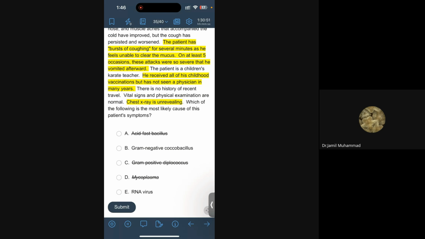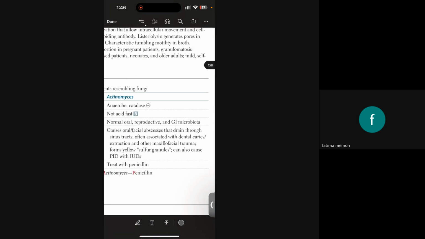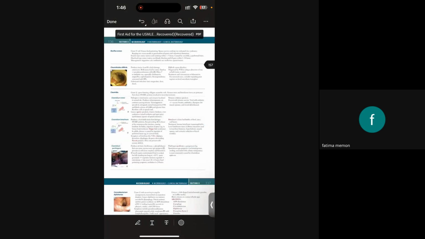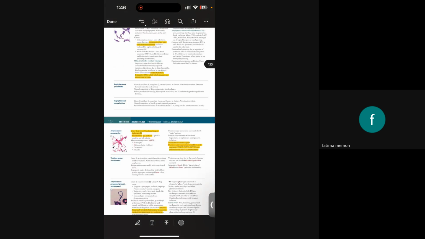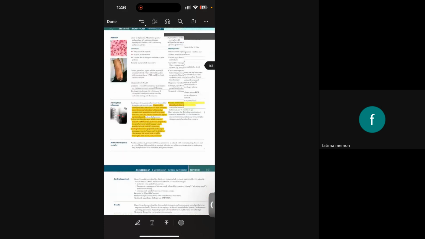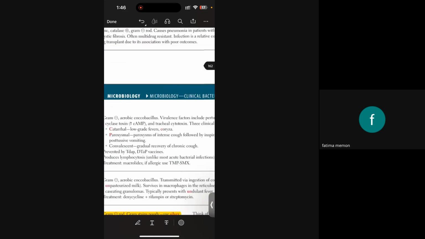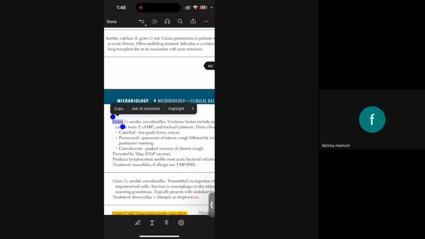I think it's whooping cough. The patient is suffering from pertussis, and whooping cough has three stages. First is the coryza stage. Bordetella pertussis is a gram-negative coccobacillus. In the first stage, you see low-grade fever and coryza. Our patient had sneezing, runny nose, and a bad cold during the first 10 days. That is the catarrhal stage.